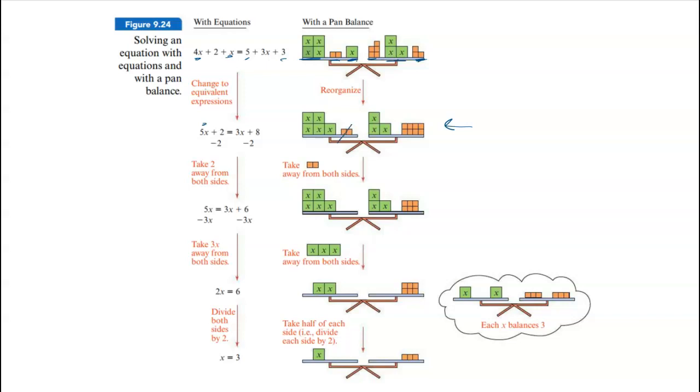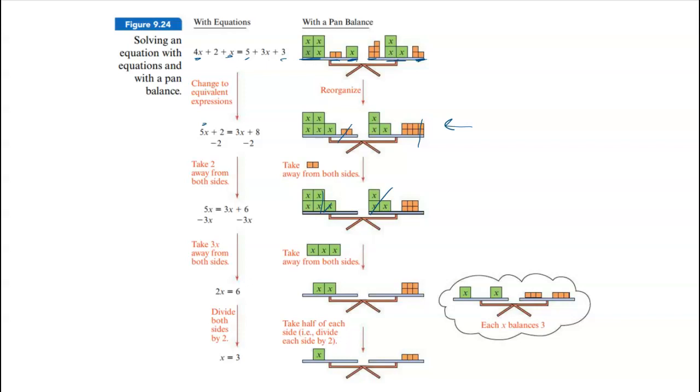We're going to take 2. We're going to eliminate 2 on both sides. And so we're left with 5x equals 3x plus, we still have 6. So now we want to get all the x's to one side, so we'll take 3 x's here, and we'll take 3 x's there, again, algebraically and pan balance. And then we're ending up with 2x equals 6, and then we're going to divide both sides.